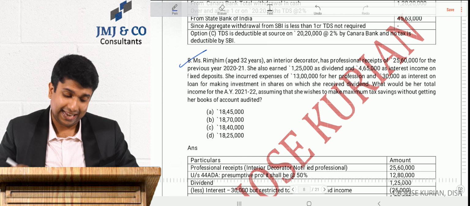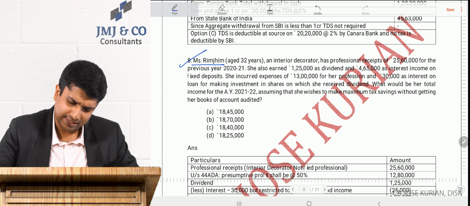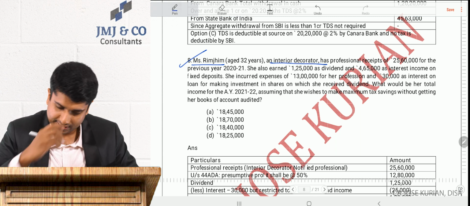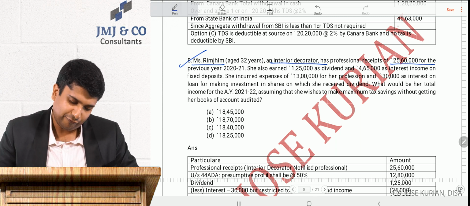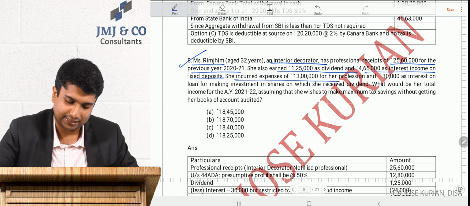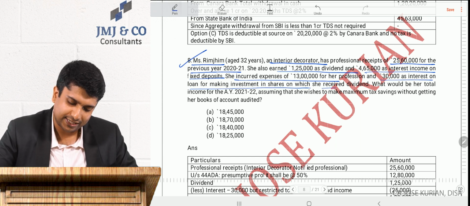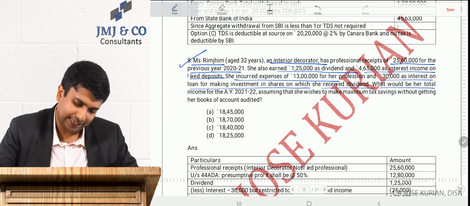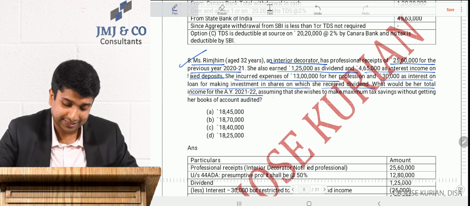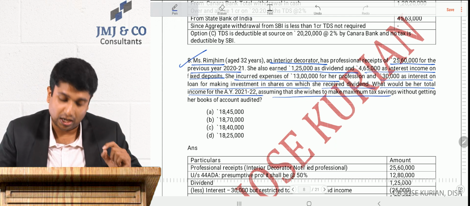So friends, question number 8 is in relation to Miss Rimjim, age 32 years, an interior decorator, who has professional receipts of 25,60,000 for the previous year 2021. She also earned 1,25,000 as dividend and 4,65,000 as interest income on fixed deposits. She incurred expenses of 13 lakh for her profession and 30,000 as interest on a loan for making investment in shares, on which she received dividend. What would be her total income for assessment year 21-22, assuming that she wishes to make maximum tax savings without getting her books of accounts audited?